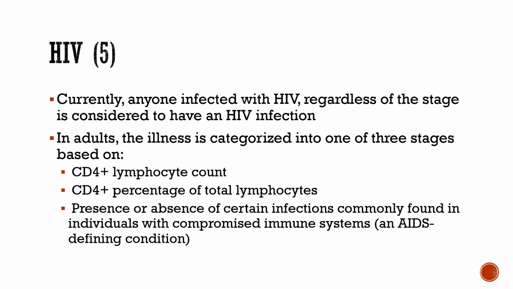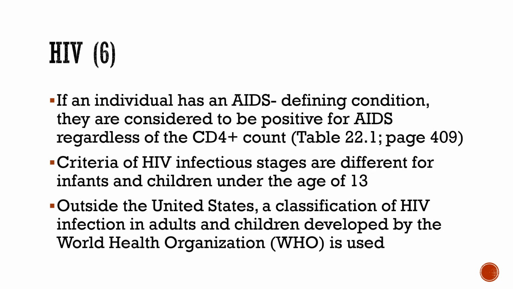In adults, the illness is categorized into one of 3 stages based on the CD4 lymphocyte count, the CD4 percentage of the total lymphocytes, and the presence or the absence of certain infections that are commonly found in individuals with compromised immune systems. And so a compromised immune system will also be susceptible to an AIDS-defining condition. How they get categorized into these stages is going to depend on their CD4 count. That is the key to everything, the CD4 count.